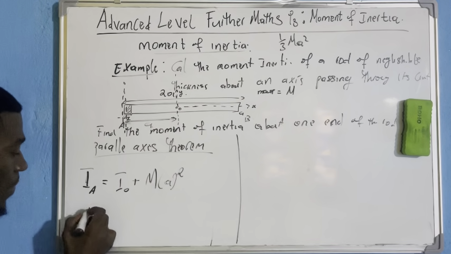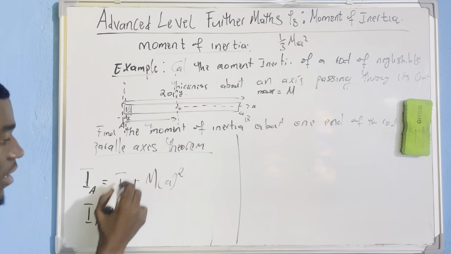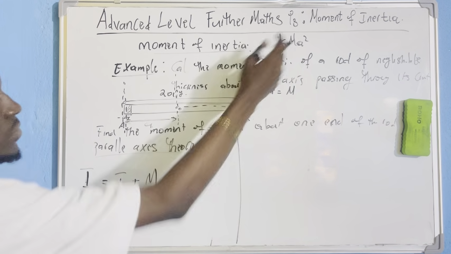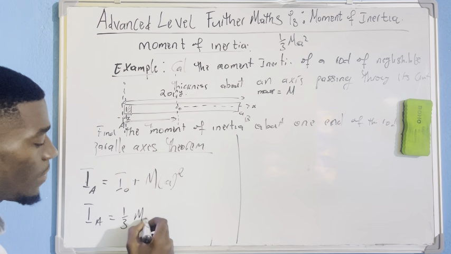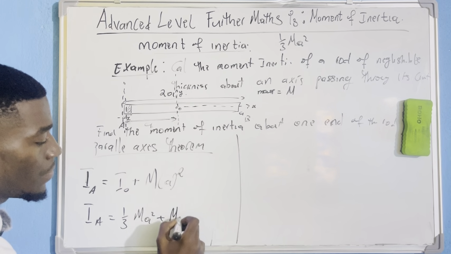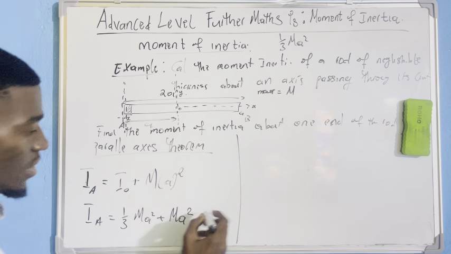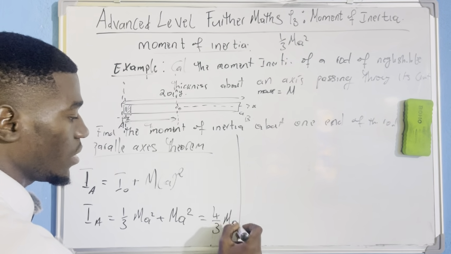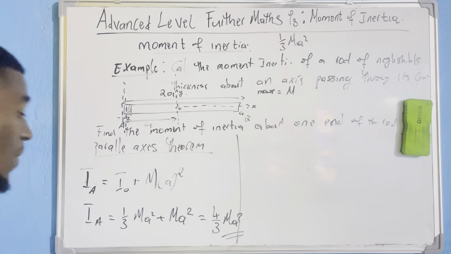That value will give us, okay, the moment of inertia about the center, which we calculated already, is 1/3 Ma squared, plus Ma squared. Then the answer will be 4/3 Ma squared. As simple as that. There is the moment of inertia.